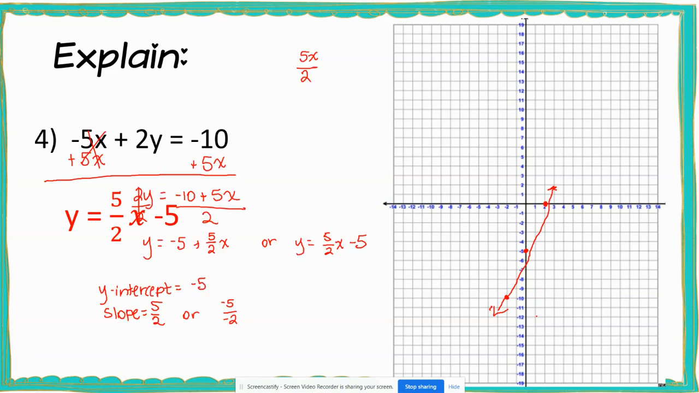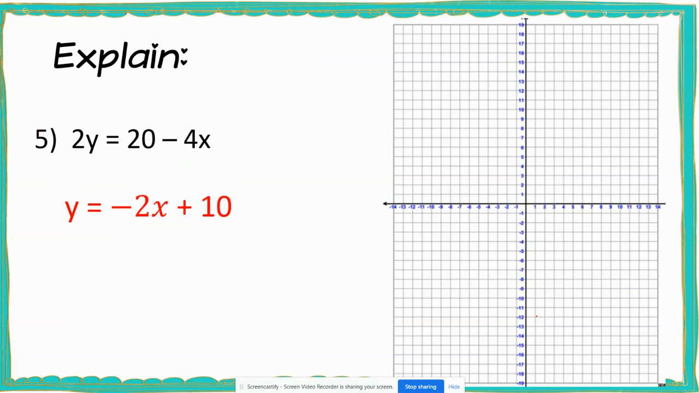All right, for number 5, we see 2y equals 20 minus 4x. You can see that you should get the equation y equals negative 2x plus 10. To get that, all you would do is divide by 2 on both sides, which would cancel these 2, so you're left with y. 20 divided by 2 gives you a positive 10, and negative 4 divided by positive 2 gives you negative 2 times x. Now, you would take this, and you need your y-intercept.